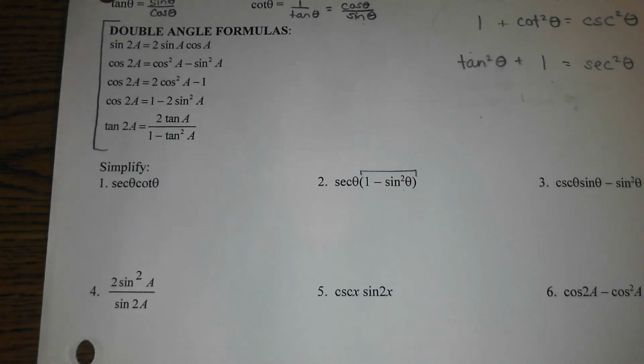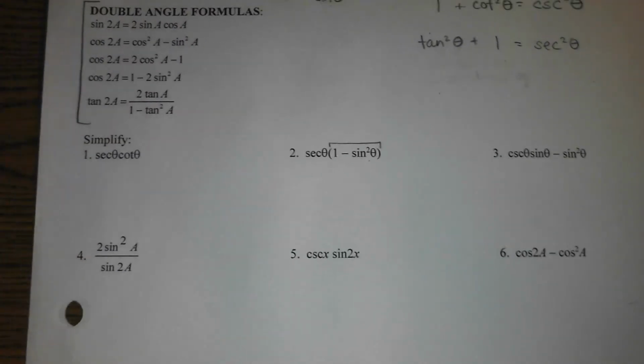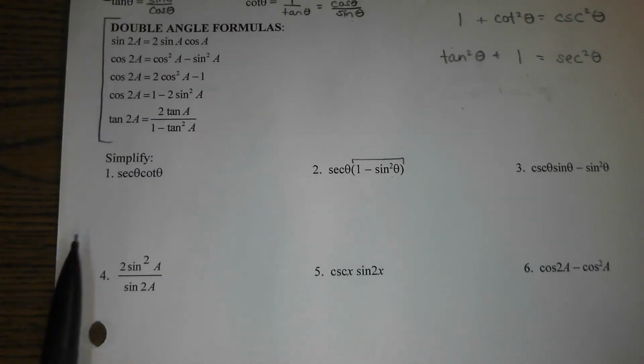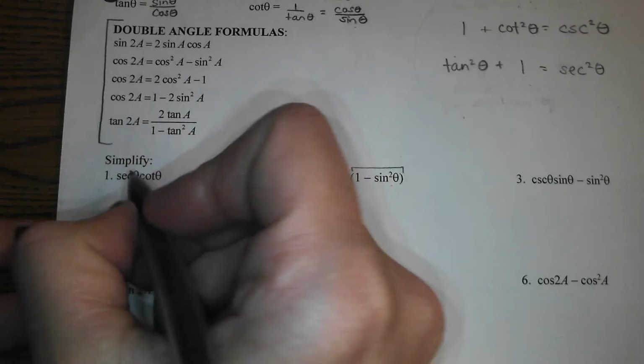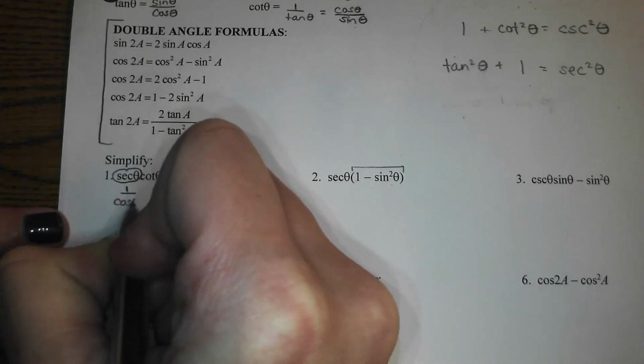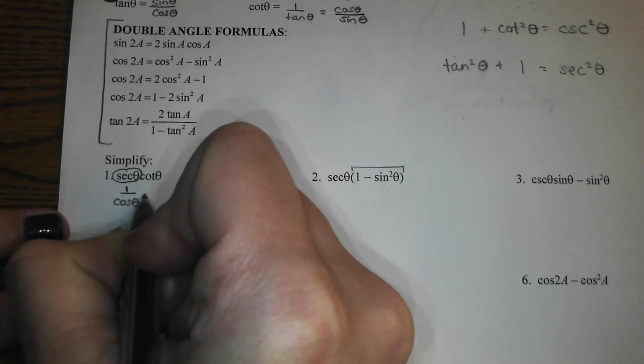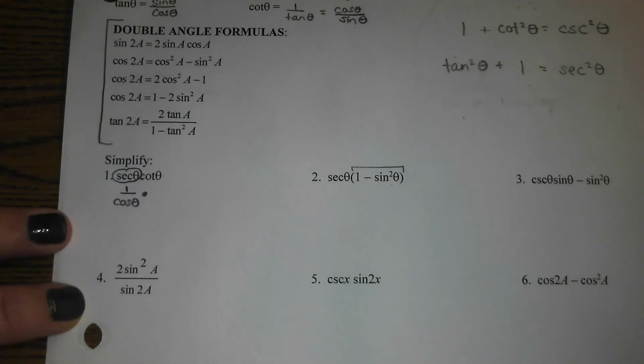So, in general, simplifying, and I don't know how much of this you did last year, but when you're simplifying things, I think the first technique is to get everything in terms of sines and cosines. If you can get everything in terms of sines and cosines, a lot is going to cancel. So when I see a secant, I'm going to change it to 1 over cosine. This is secant times cotangent. So there's my multiplication symbol.